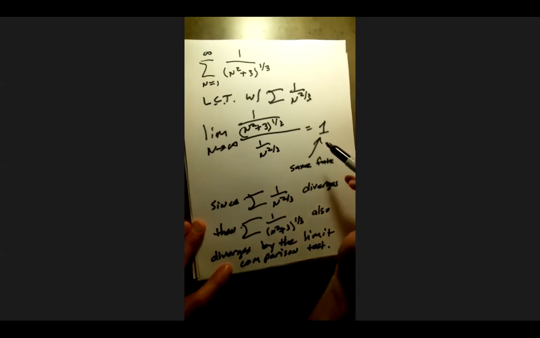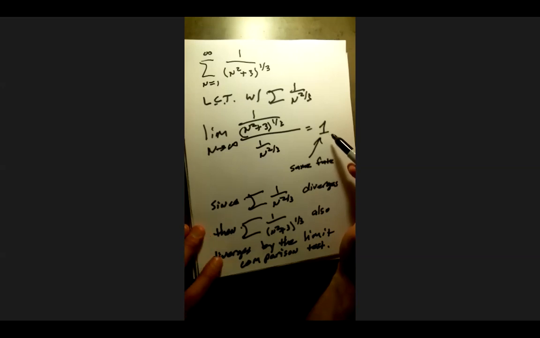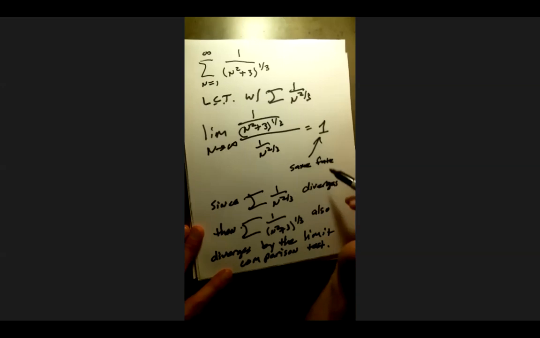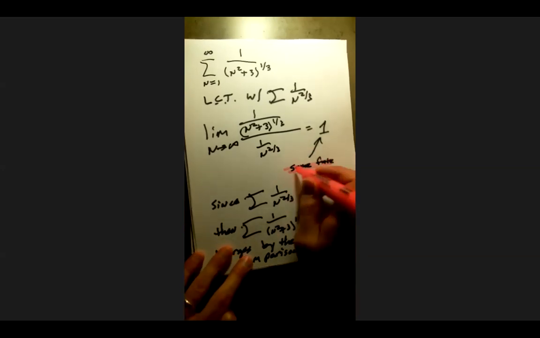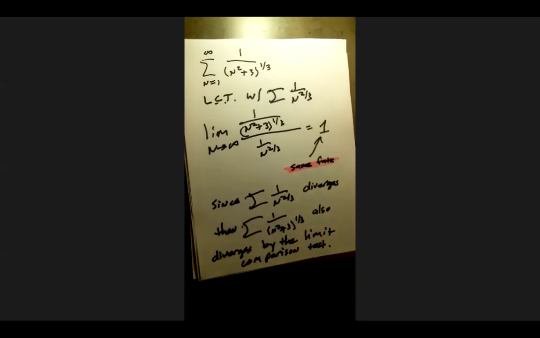So the limit, that 1: on one of the previous examples, we got a 1, and that meant converge. In this case, the 1 means diverge. Because the 1 doesn't itself mean anything, the 1 simply tells us that they share the same fate.